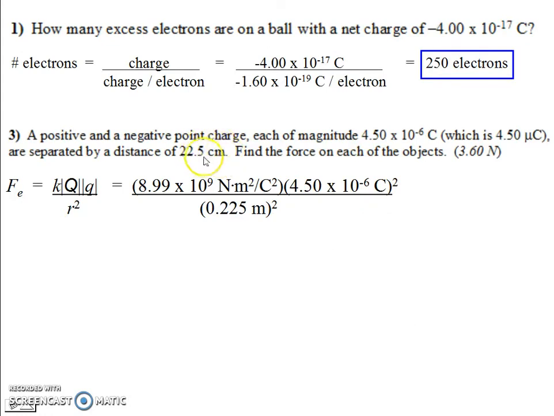And of course, I'm sure you recognize this is in centimeters, so we must convert. And when we put the numbers in, we should get 3.60 newtons. And as always, when we do these problems, I hope that you're using your EE or EXP button to put these numbers in scientific notation in your calculator.